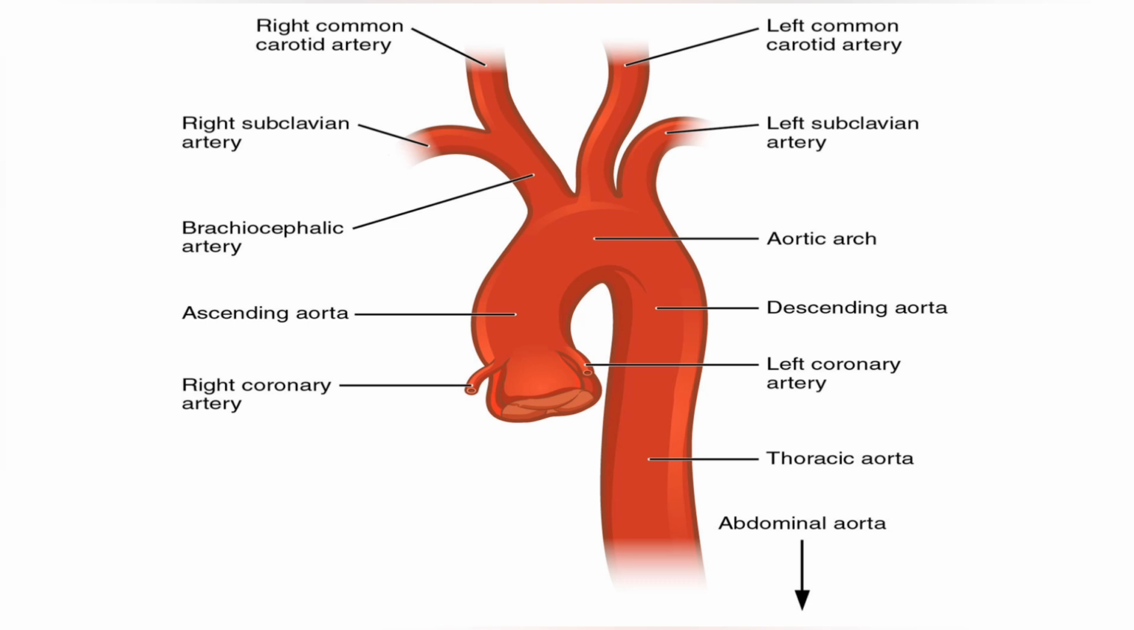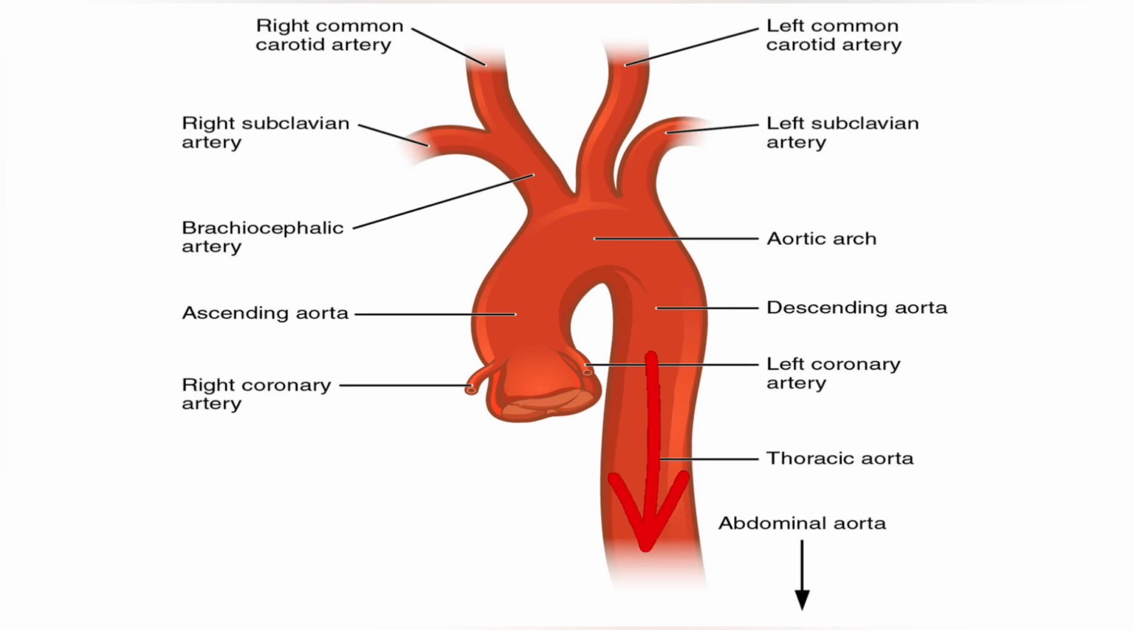The aorta begins to descend in the thoracic cavity and is known as the thoracic aorta. It provides blood to the muscles of the chest wall and the spinal cord. A pair of inferior phrenic arteries supply blood to the inferior aspect of the diaphragm. Then it passes through the diaphragm and enters the abdominal cavity. It is known as the abdominal aorta.